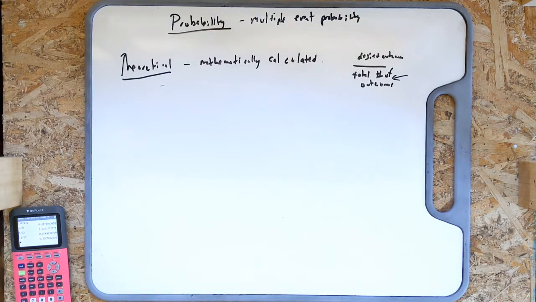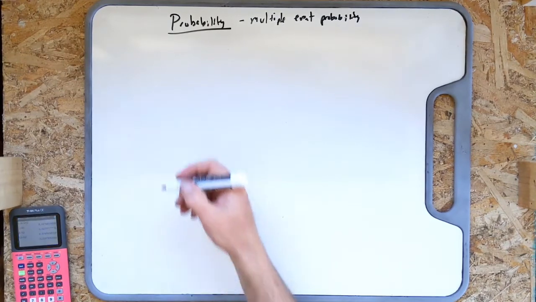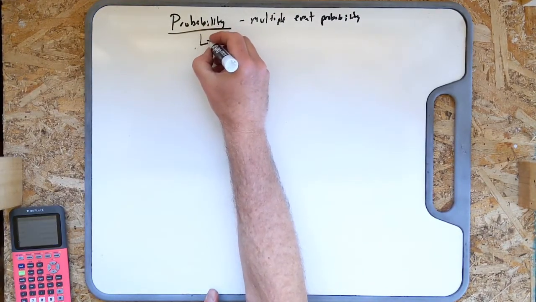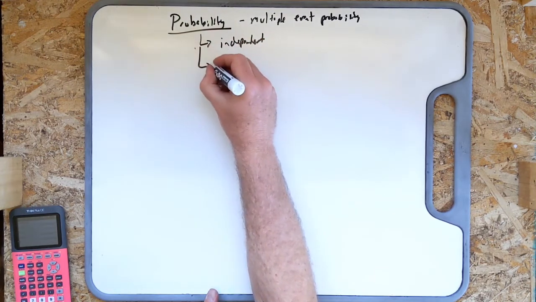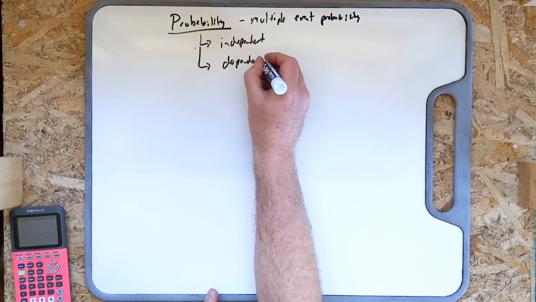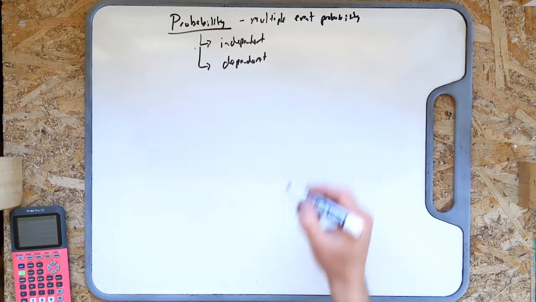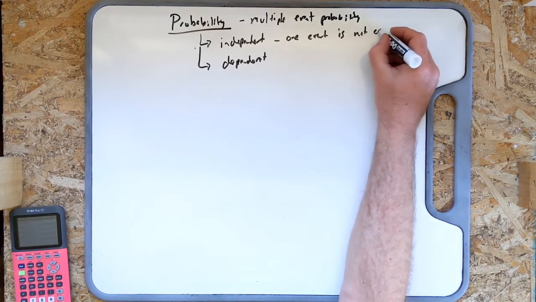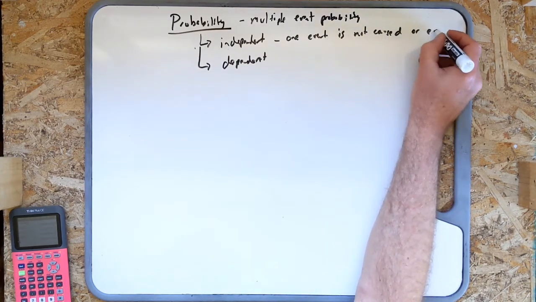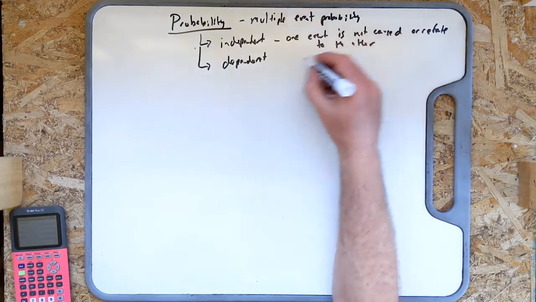We actually have to explain a couple of theoretic terms first before doing multiple event probability. The multiple event probability we're going to do is for what are called independent events. I'll talk about what that means in a second. And then we'll do some with dependent ones as well, but not till after we do the independent ones. Okay, so what does independent mean? Independent means that one event is not caused or related to the other one. And dependent ones mean they are related.